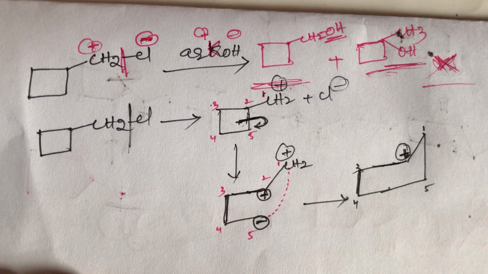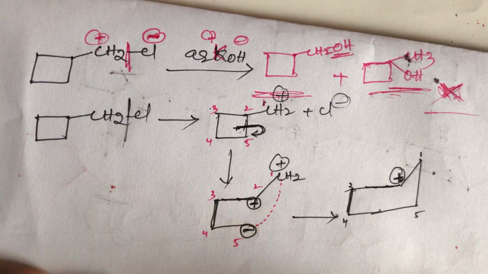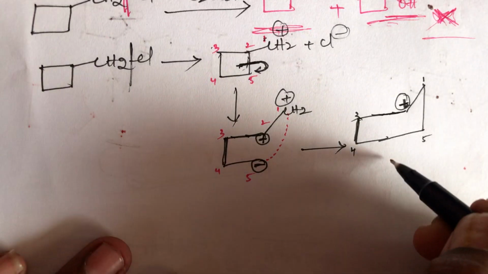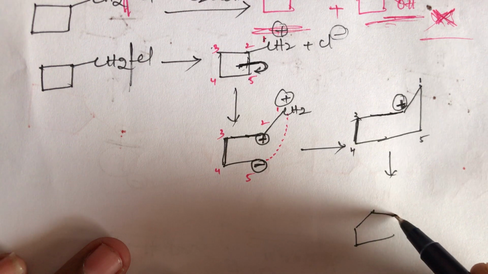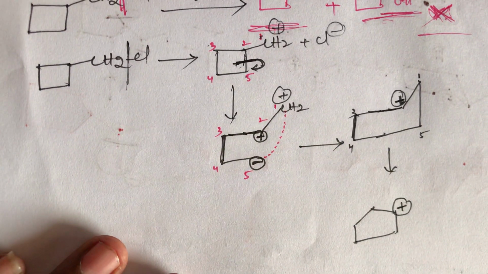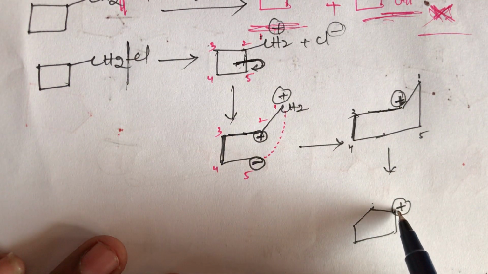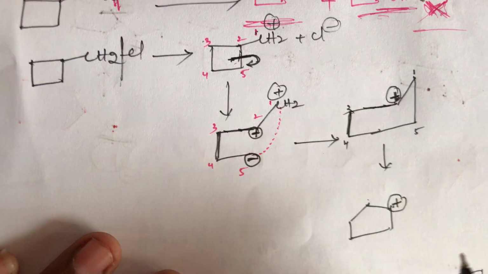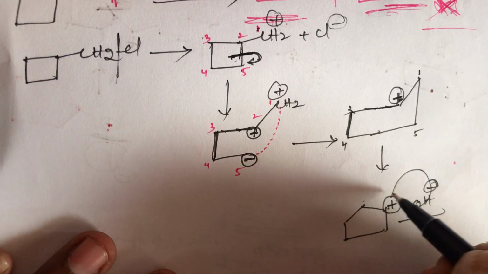This is the cyclopentyl carbocation. We can write this cyclopentyl carbocation like this, with the second carbon carrying the positive charge. That is why I am putting the positive charge on the second carbon. Then this OH minus will attack this position.